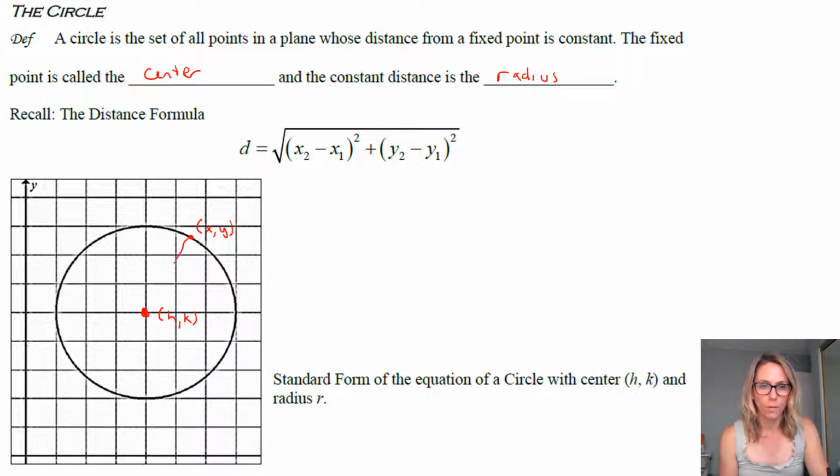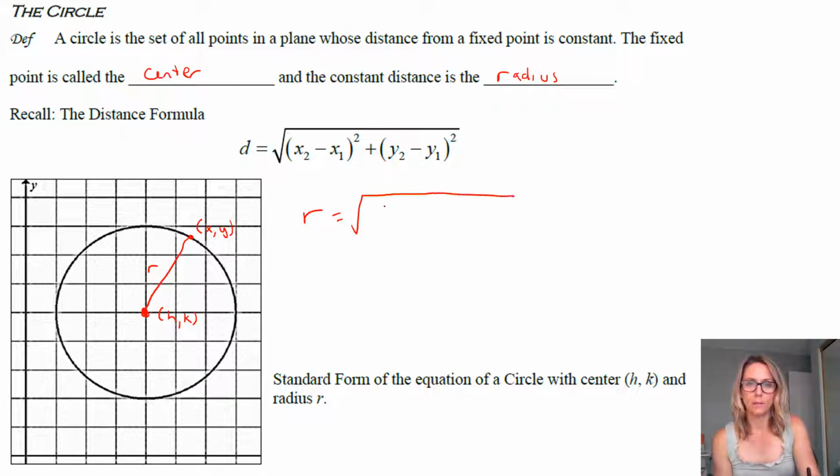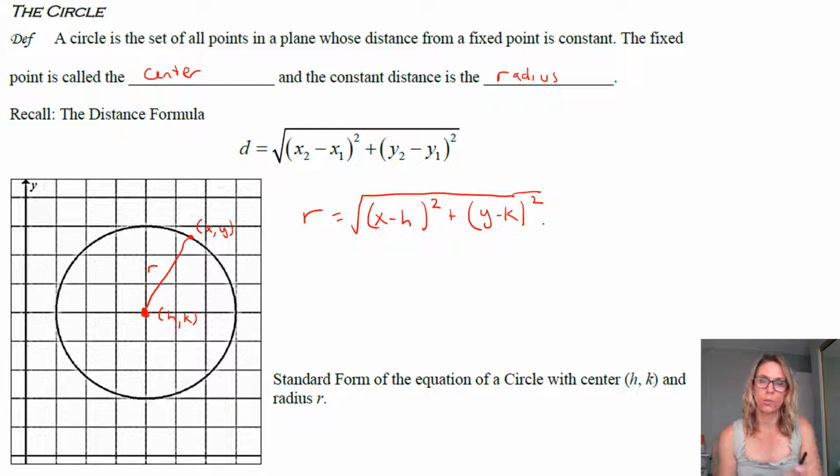And as we know, the radius here is the distance from the center out to any point. So that (x, y) is arbitrary. It could be anywhere. I just happen to put it on that side of the circle. But if you think about it, what we know from the distance formula is that that distance, that radius, is the square root of the difference between two things. And that's going to be x minus h, those are the two first values of each point, squared, plus y minus k squared.